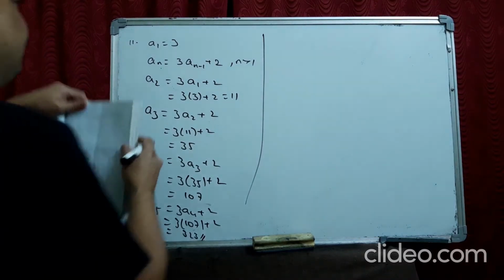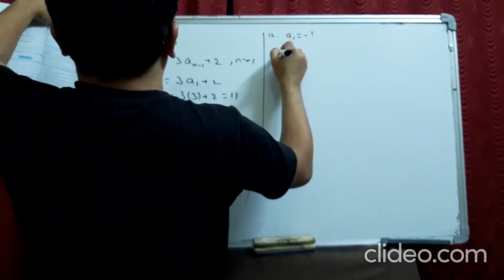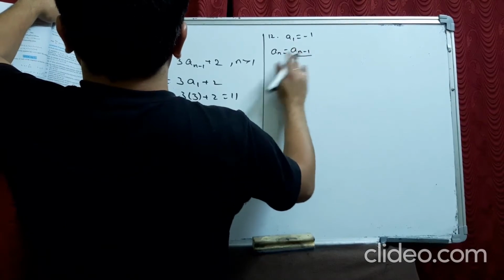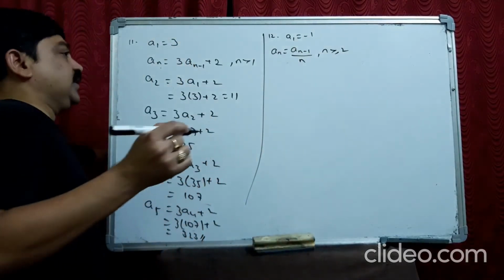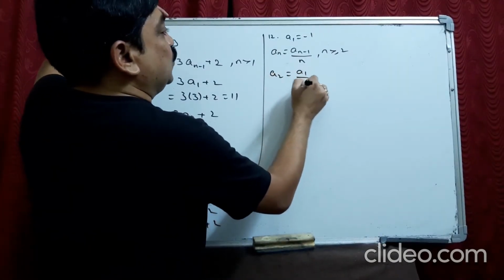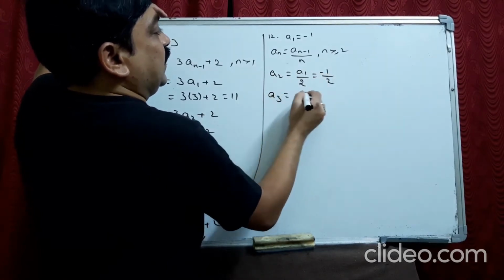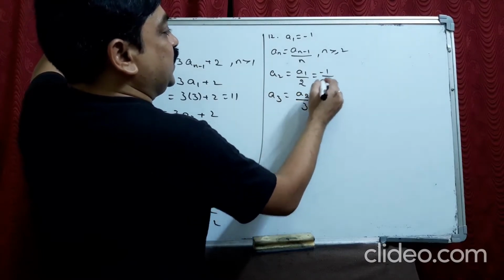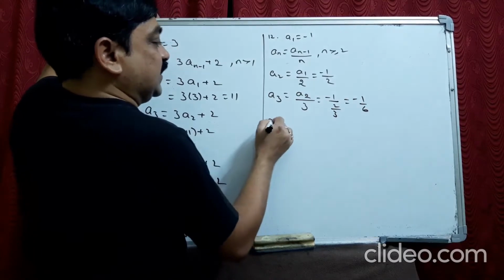For the 12th one, a1 is minus 1 and an is an minus 1 by n for n greater than or equal to 2. Okay. Let us see. What about a2? a2 will be a1 by 2. That is minus 1 by 2. a3 will be a2 by 3. a2 by 3 means minus 1 by 2 by 3. It becomes minus 1 by 6.